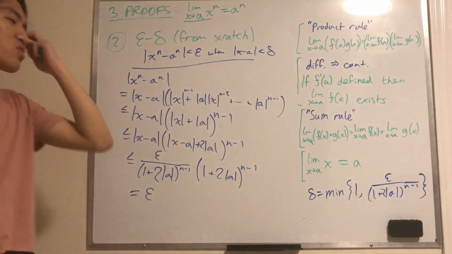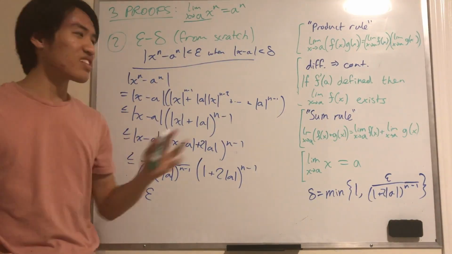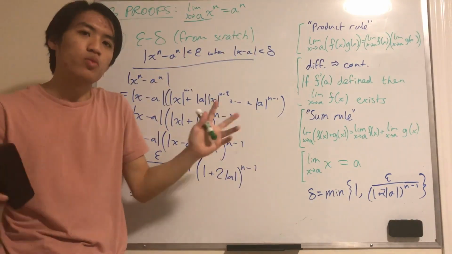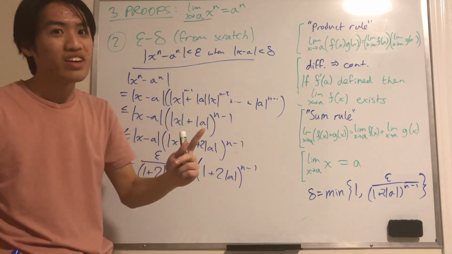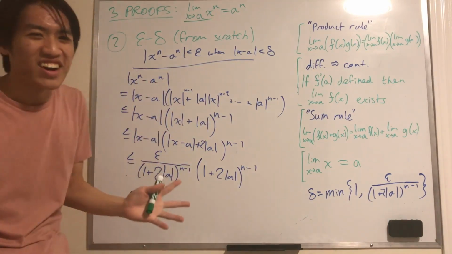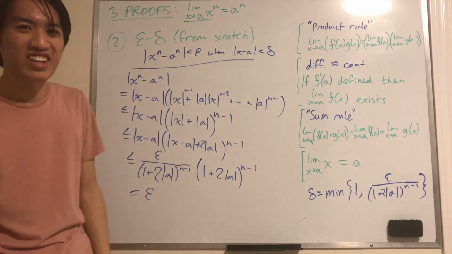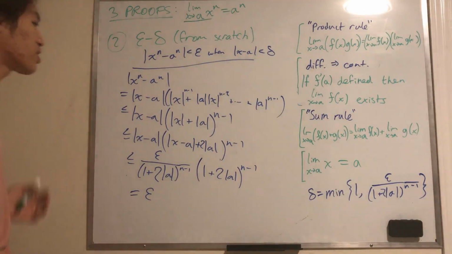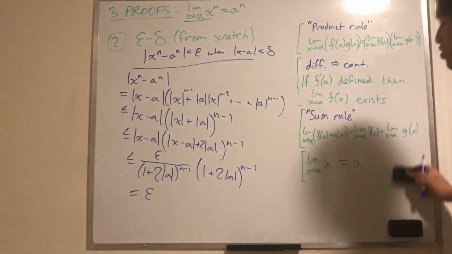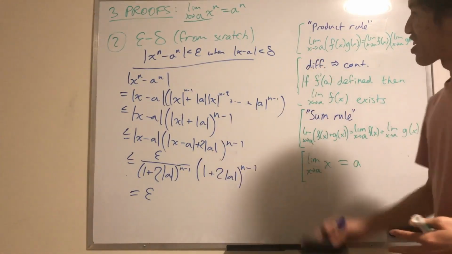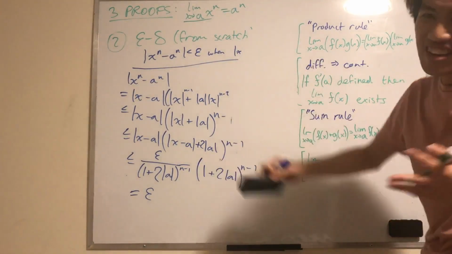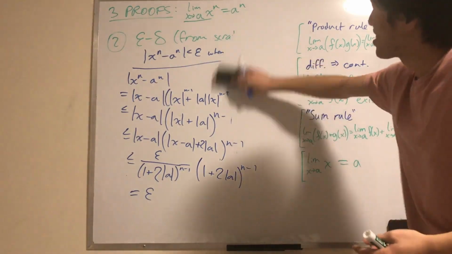So this is from scratch, epsilon delta. It uses none of our prerequisites here, none of our facts. So it's more elementary than proof number 1, but it's really not easier. It's actually a lot of work, isn't it? So there we go. Proof number 2, classic epsilon delta. A lot of work. But, I mean, it's elementary, isn't it?